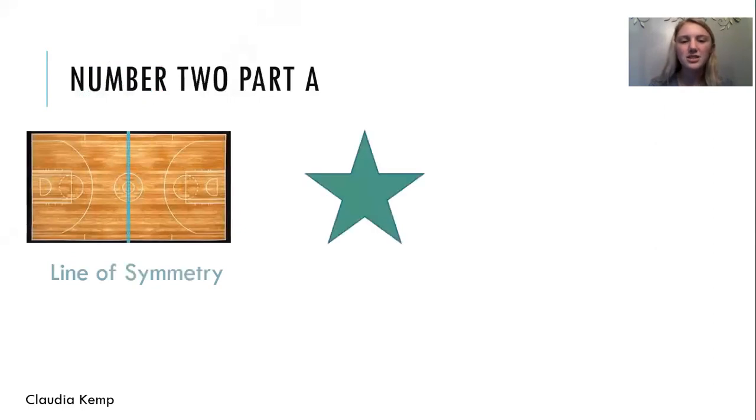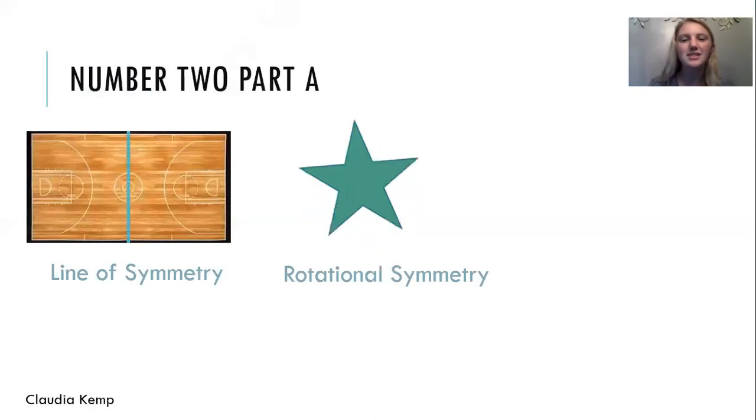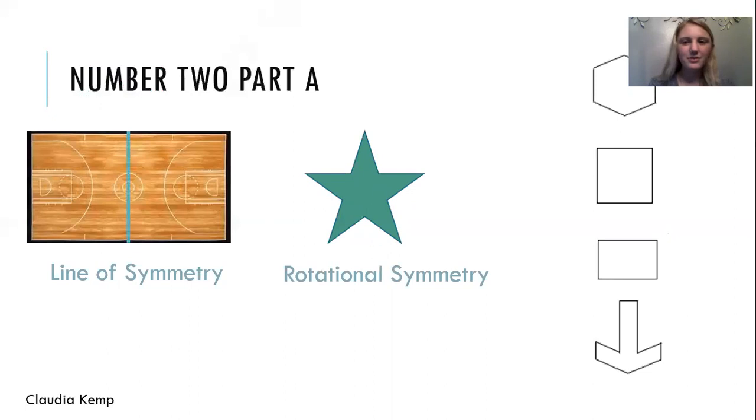A rotational symmetry, we're going to use a star. A rotational symmetry is any shape that can be rotated under 360 degrees and look the same. A star can be rotated a bunch of different times and look the same. So we have these shapes here, and we are asked to determine which ones have one line of symmetry and no rotational symmetry. So the first shape has one line of symmetry, but it also has another one. Same goes for the second shape and the third shape.